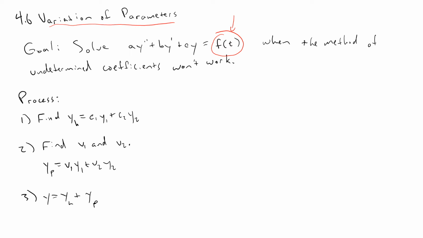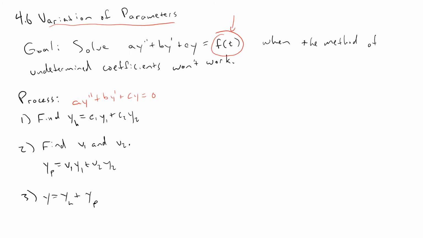Just to summarize the process of variation of parameters, the way this will work is you'll start by solving the homogeneous equation. So the corresponding homogeneous equation, ay double prime plus by prime plus cy equals 0. We already know how to solve those. You get your auxiliary equation, and the roots of the auxiliary equation tell you what your solution should look like.